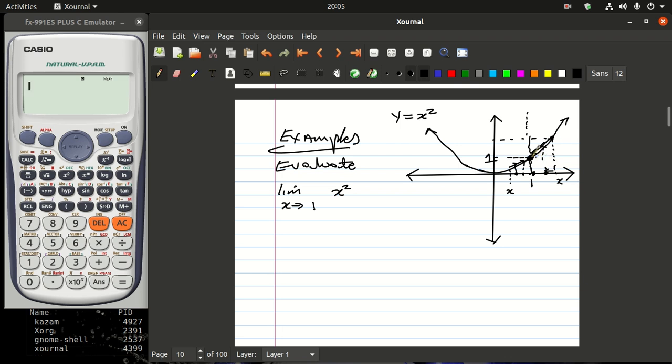If you look here, let's say for some reason I were to pick x equal to 1.000000000000000000000001. I plug it there.